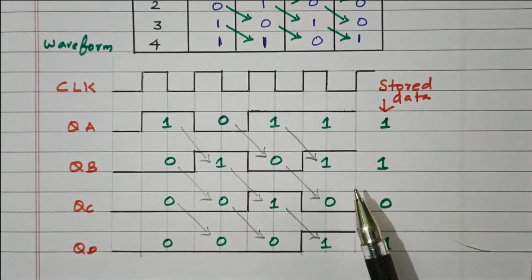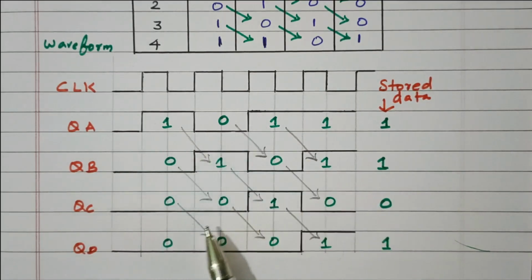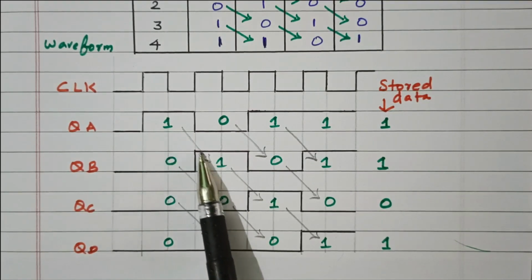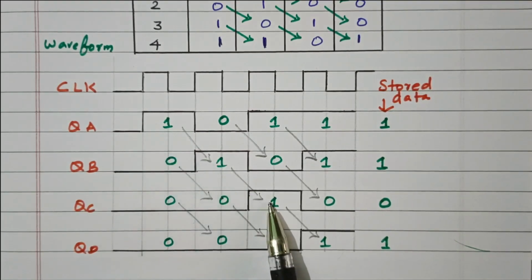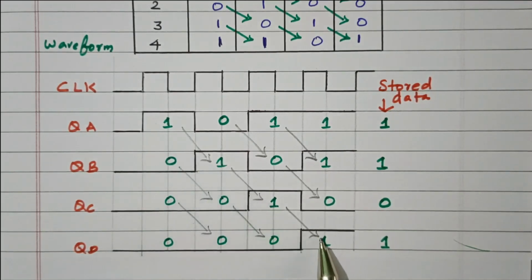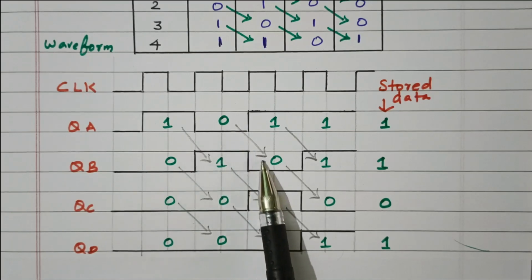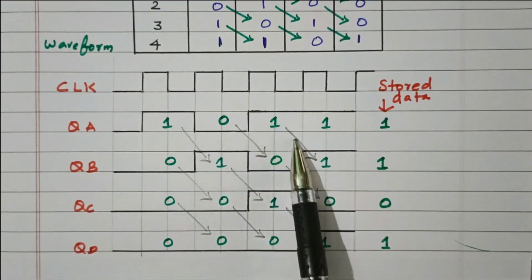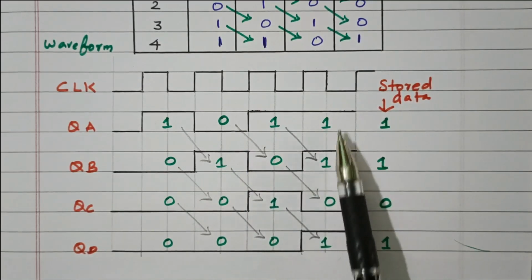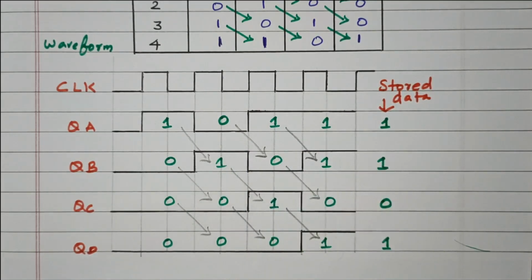So after applying the 4 clock pulses, the data is moving. Initially this 1 is transferred to the next, and so on, serially, while applying the clock pulses. This 1 keeps on transferring, this 0 also keeps on transferring, this 1 also transfers, and finally this 1. So 1, 0, 1, 1 will be available at the output.